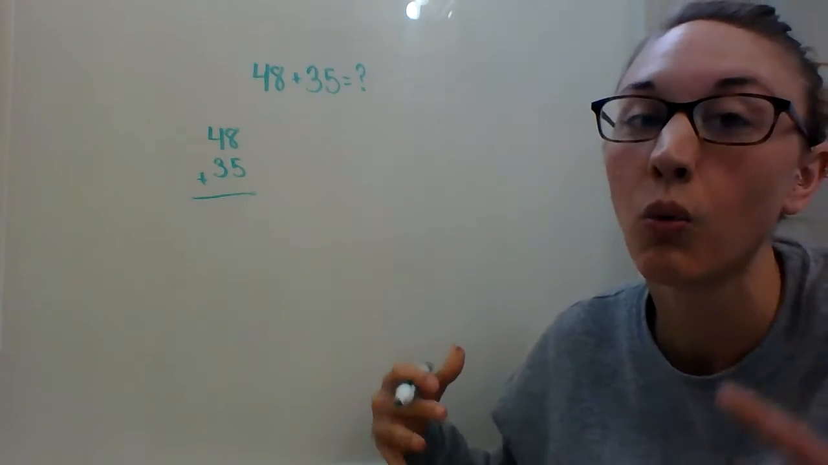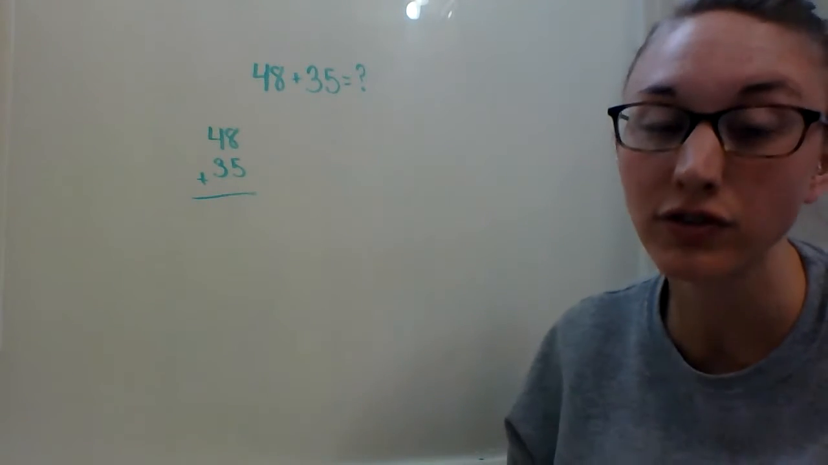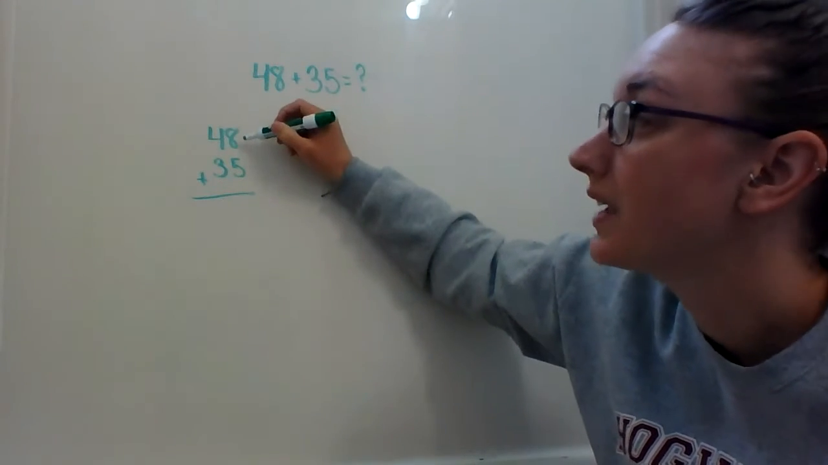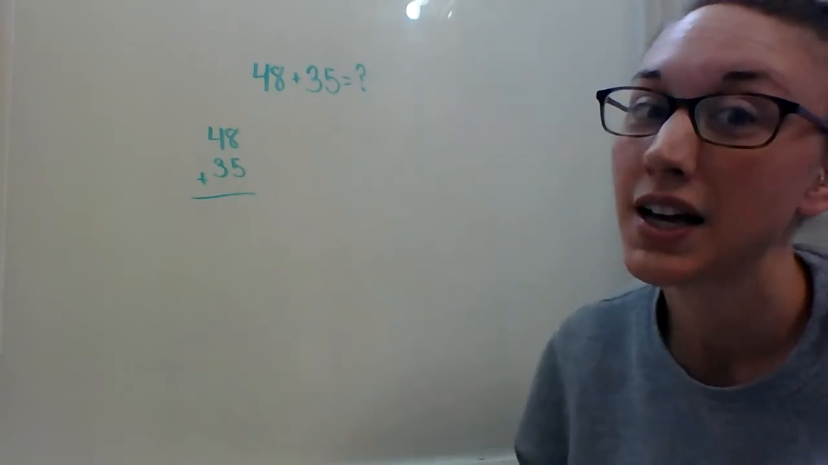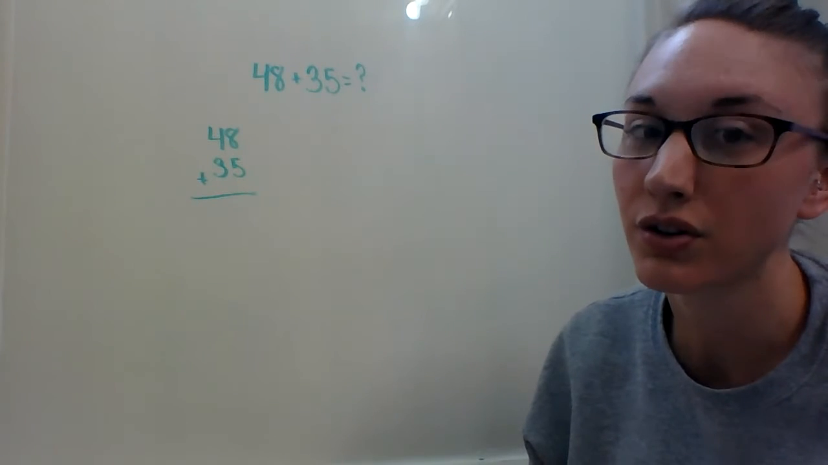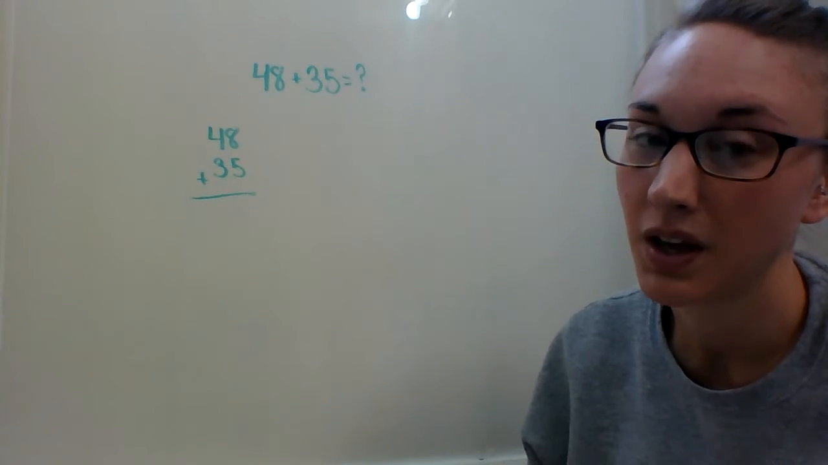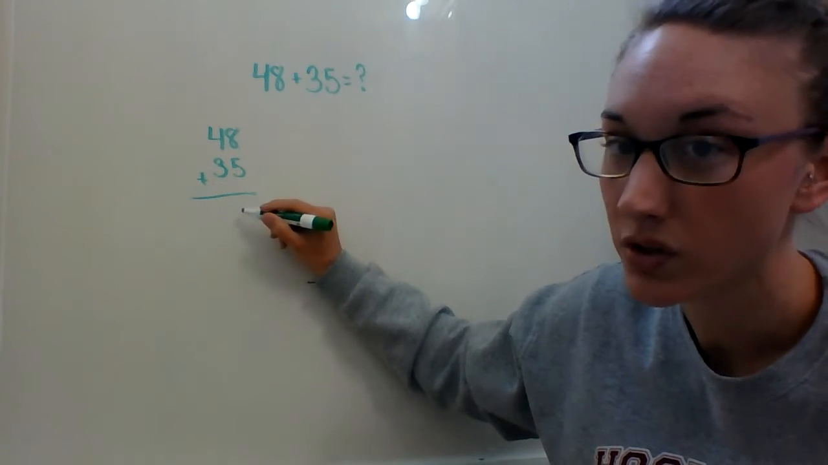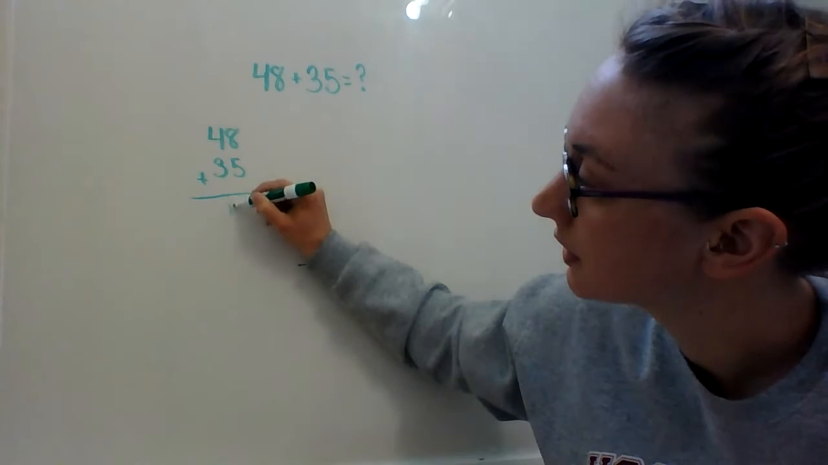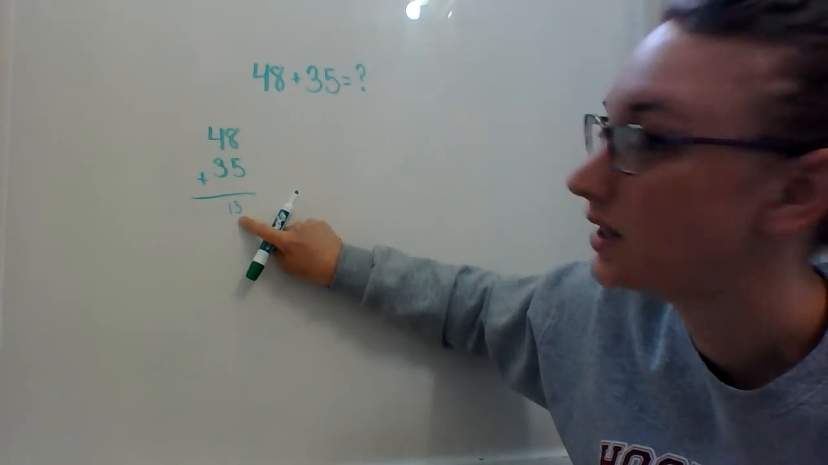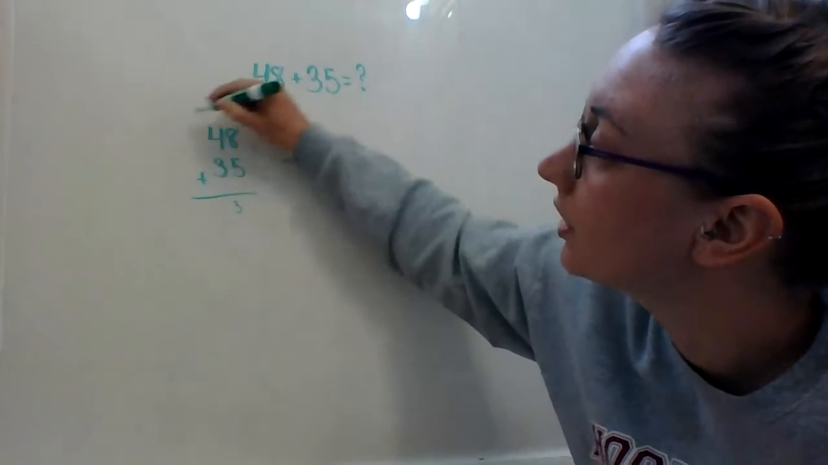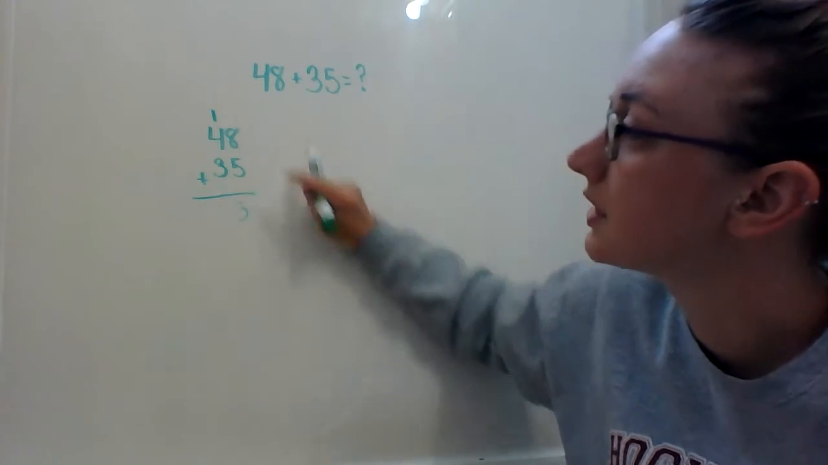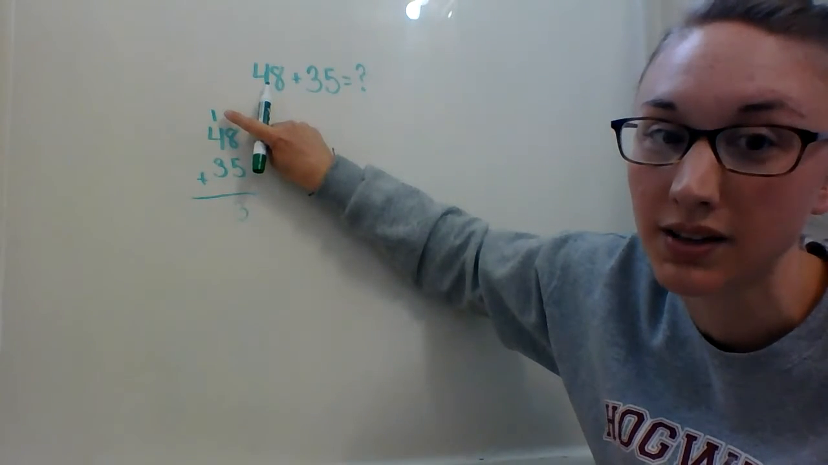Now I'm going to look at the ones place first. You have to look at the ones place first because of what's about to happen. So 8 plus 5. 8 plus 5 equals 13. I can't put 13 down here. So what I have to do is I keep the 3 down there, but I carry the 1 over to the tens place, okay? So the 3 stays there, and I carry the 1 over to the tens place.